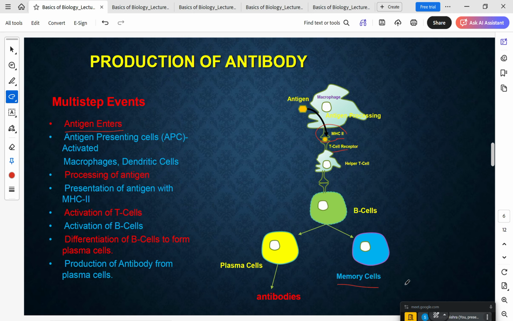a storage that this antigen was, the host was infected by this antigen at some point. The memory cells are there, so that if there is a second infection sometime later, they can quickly mount an immune response. They don't need to necessarily go through all of these processes, but the actual fighting happens by plasma cells, wherein they produce antibodies which then neutralize the antigen.